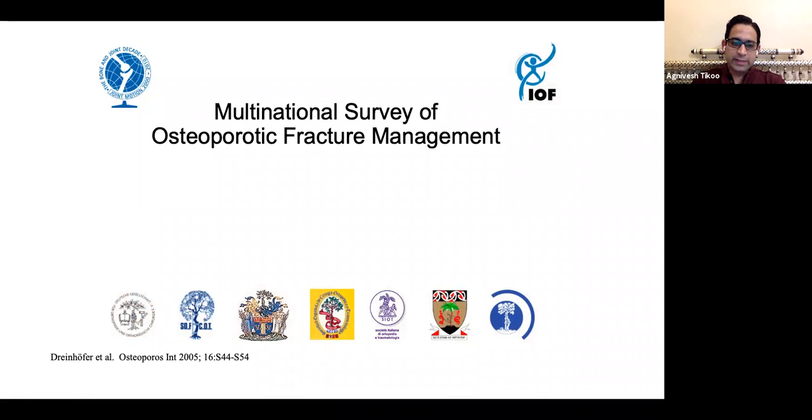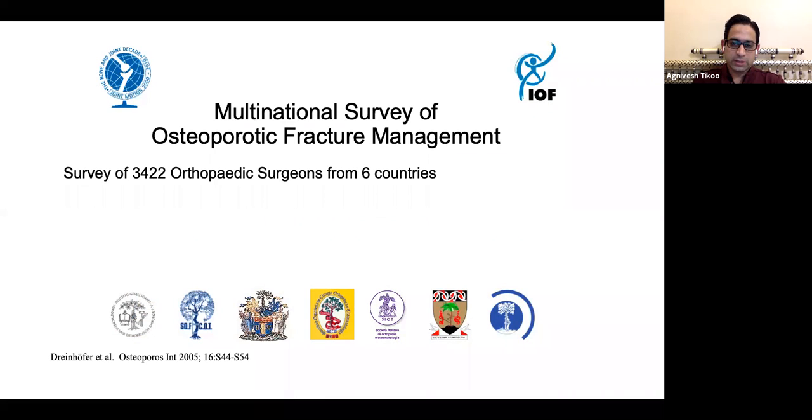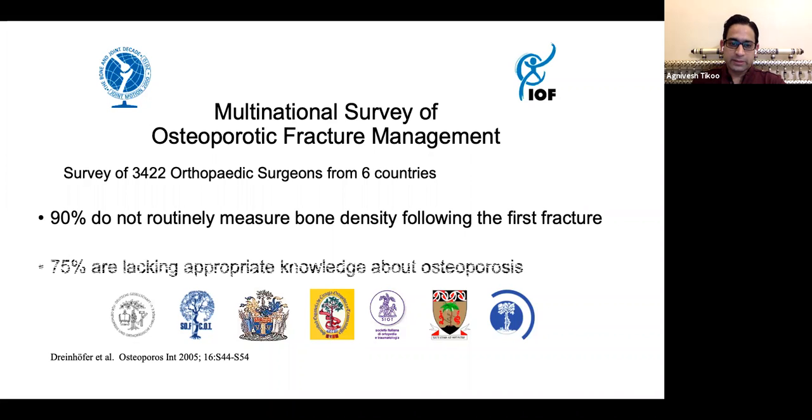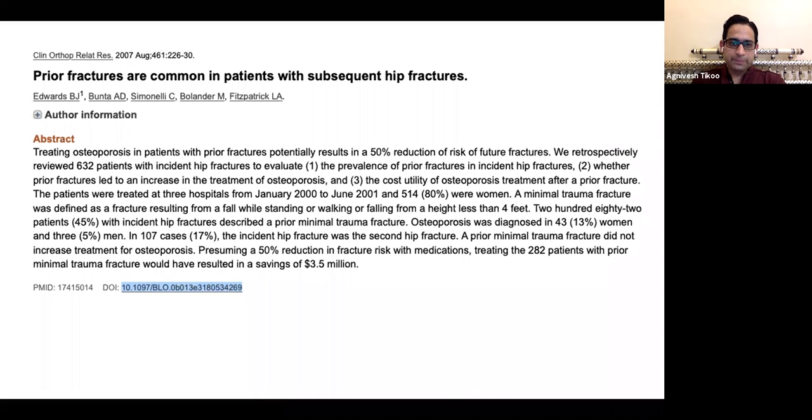There was a very interesting survey done in 2005 where 3,422 orthopedic surgeons from 6 countries were studied. Orthopedic surgeons, I'm not saying eye specialists, I'm not saying anyone else. 90% do not routinely measure bone density following first fractures. 75% are lacking appropriate knowledge about osteoporosis. So this is what we call a treatment gap.